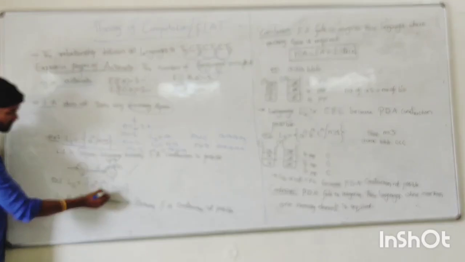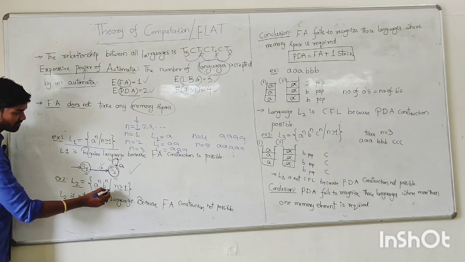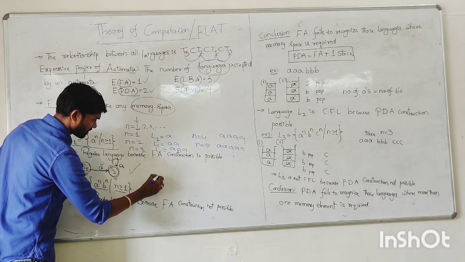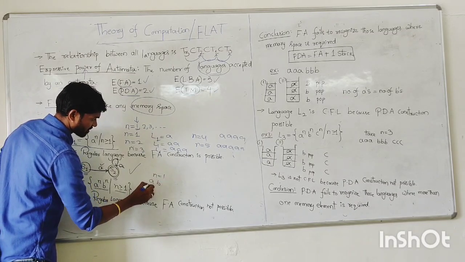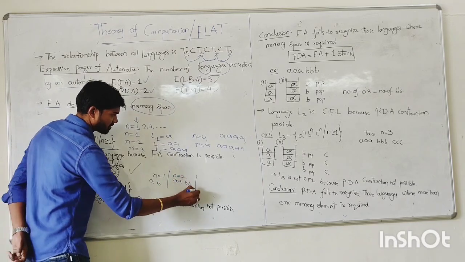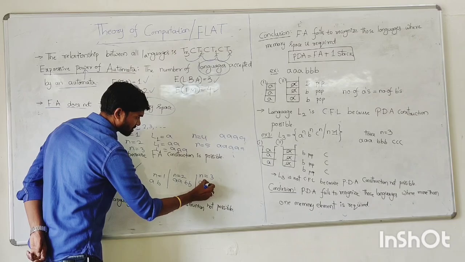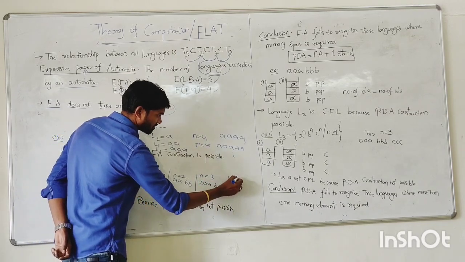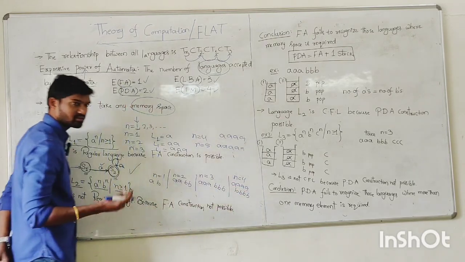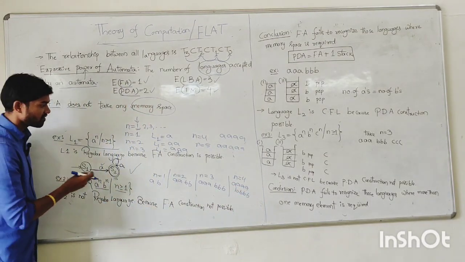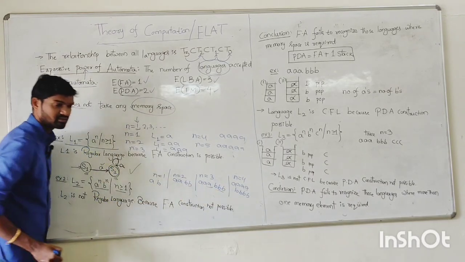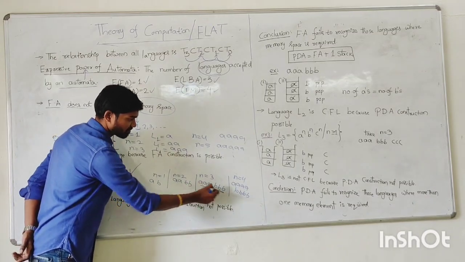Now, coming to the second example, language L2 is equal to a power n b power n, n greater than or equal to 1. This means that if n is equal to 1, 1 a, 1 b will come. If n is equal to 2, 2 a's, 2 b's will come. If n is equal to 3, 3 a's, 3 b's. If n is equal to 4, 4 a's, 4 b's will come. It means equal number of a's followed by equal number of b's. First equal number of a's will come, then equal number of b's will come.